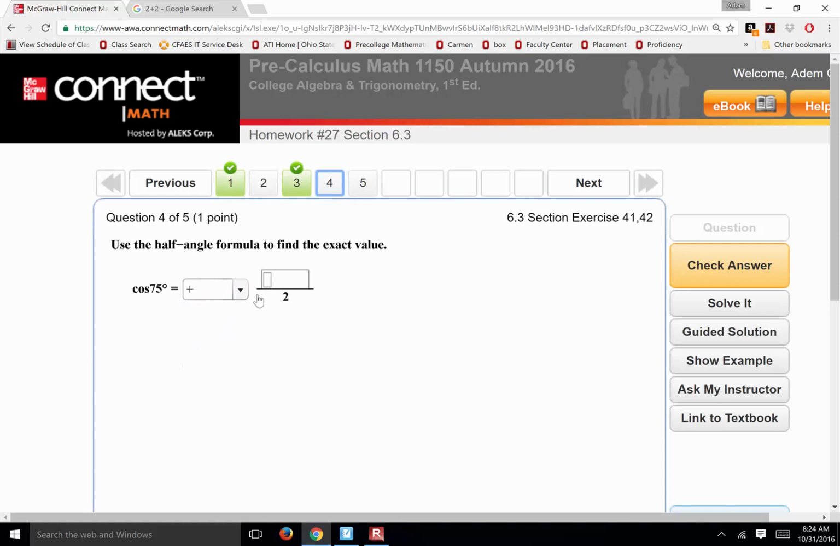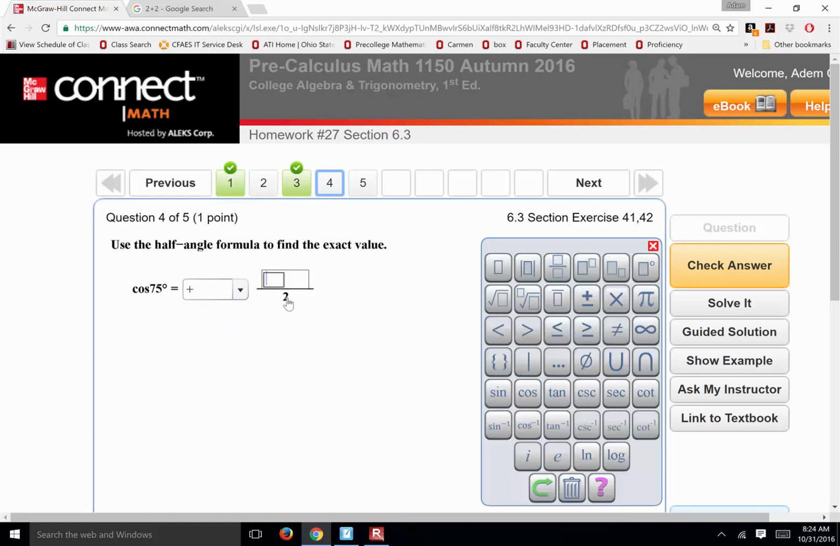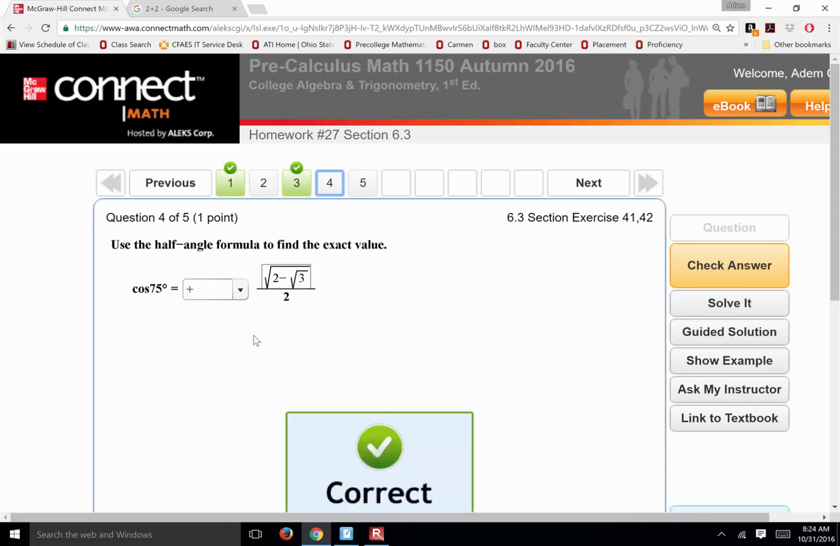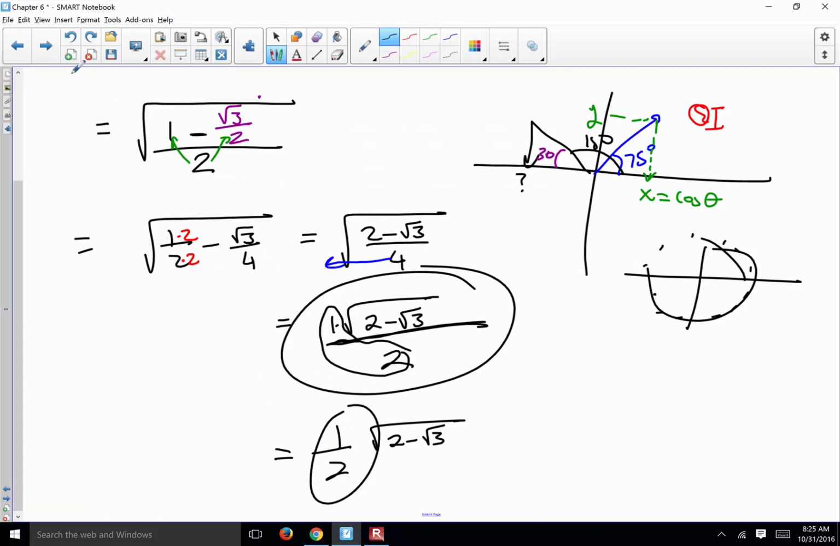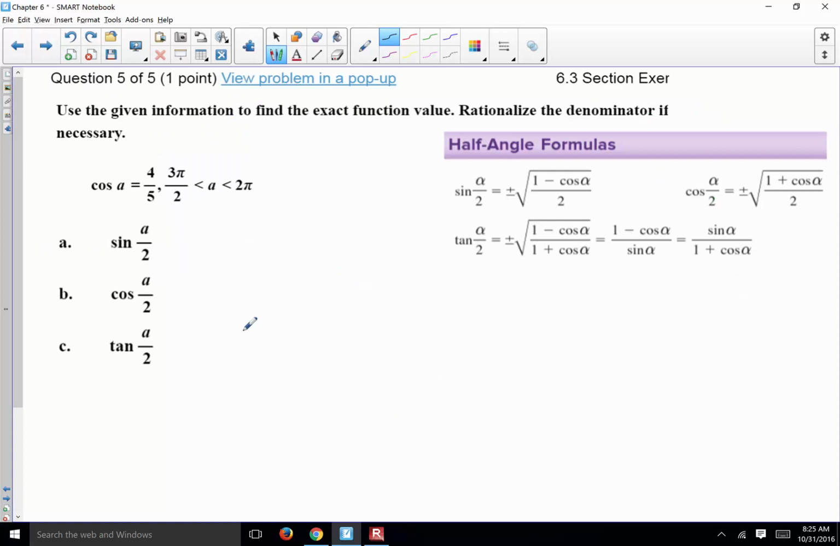We went with plus. They want the 2 underneath, so I will leave it inside, okay? Square root of 2 minus root 3 is the answer. Okay? They want it this way. They don't want it in front. Okay.